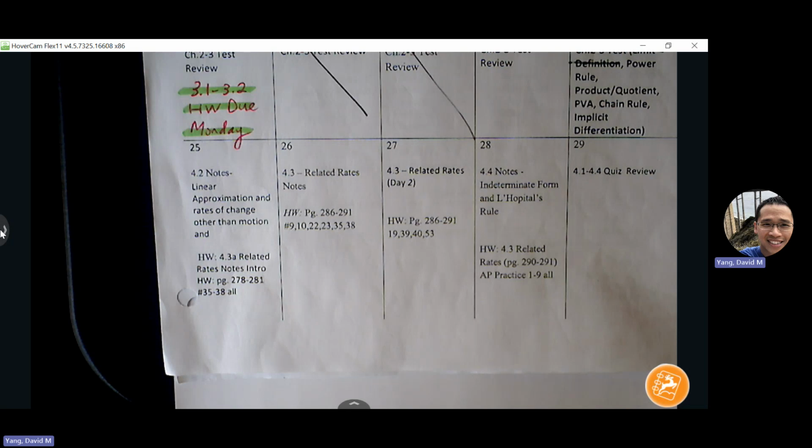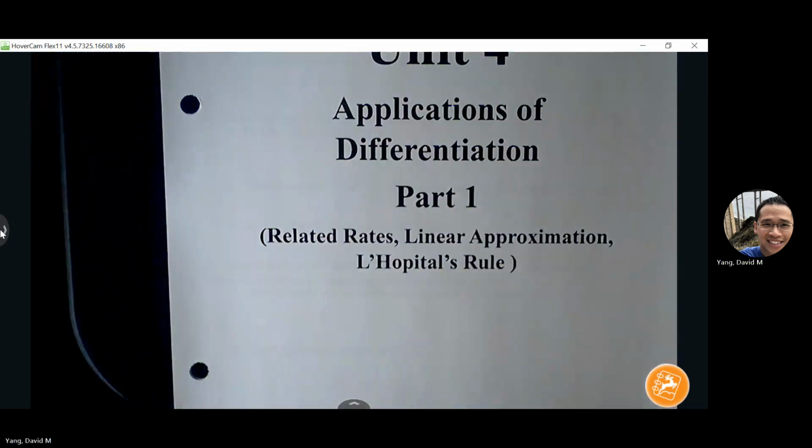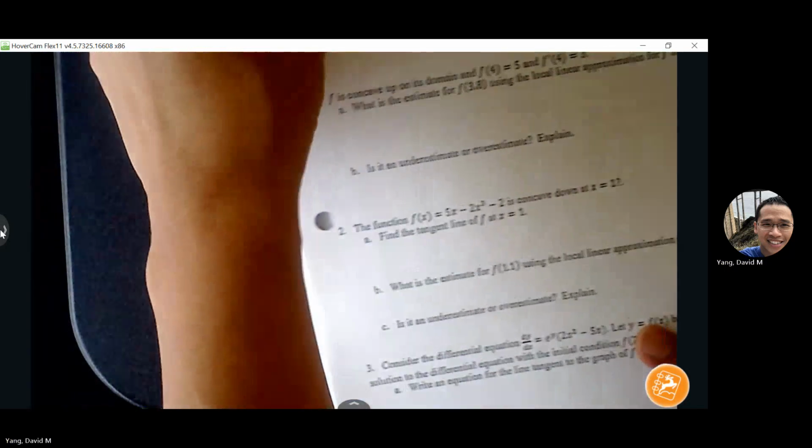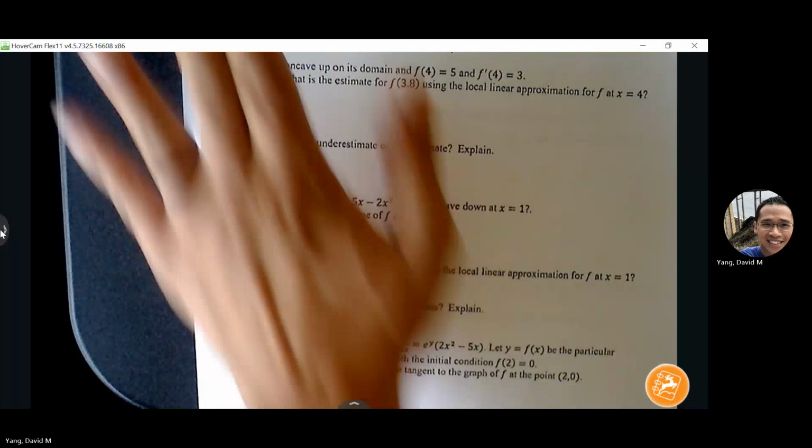If we can get done with 4.2 today, we can do a little bit of intro into related rates. We're just going to have a quiz over this unit. We can start our quiz review on Friday, and then I'll give you a new calendar, quiz sometime next week. So in your packet, let's turn to page 1.